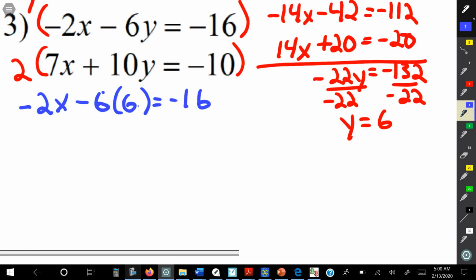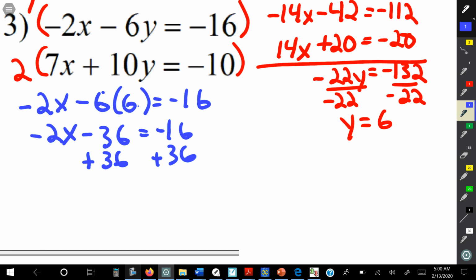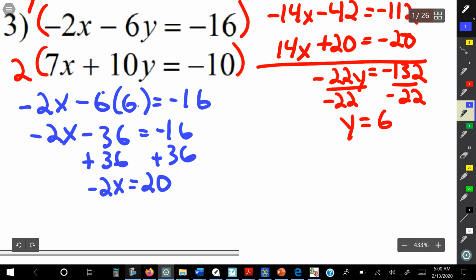So now I got negative times a positive, which is negative, 6 times 6, which is 36. So I'm going to bring down the negative 2x. Now to solve for x, I am going to add, oh, this should be negative. So I'm going to add 36 on both sides. So now you got negative 2x is equal to positive 20. And then just divide by negative 2. That means x is equal to negative 10.